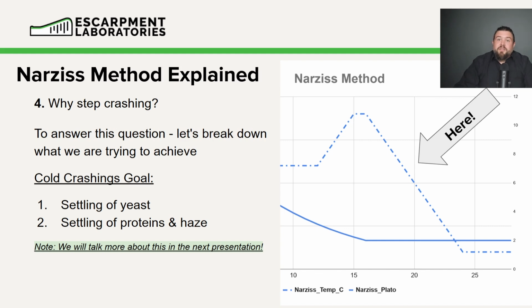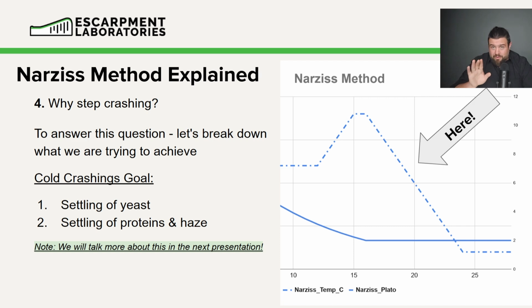And now, the next part. Why step crashing? Why not just cold crash the beer from fermentation temperature, that'd be 14, 12, 18 if you did the diacetyl rest, all the way down to 0 immediately? Well, there's a lot of good reasons for this, actually. So Narziss was a very large proponent of step crashing, and this allows for a gentle settling of all the different compounds inside a solution.